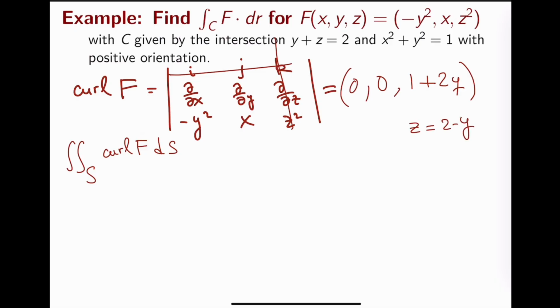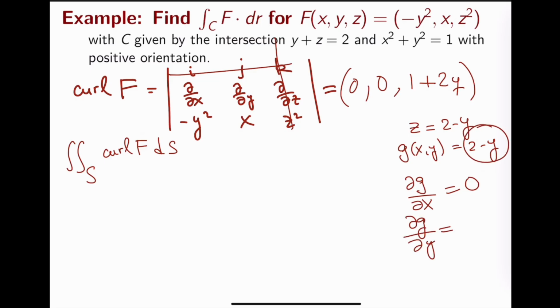So in particular, in this case, rather than finding a parametrization, it would be easier just to consider this as a function, right? Like the last method we saw in the last lesson. So this is given as a function, g of x, y equals 2 minus y. And so we just calculate here the derivatives, right? So the derivative of g with respect to x, in this case, is 0, and the derivative of g with respect to y, in this case, is negative 1.